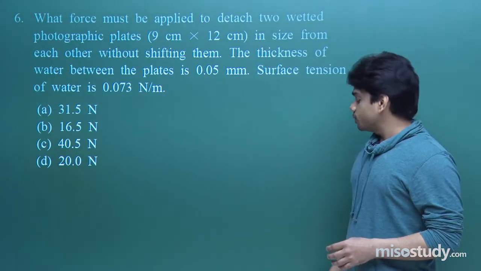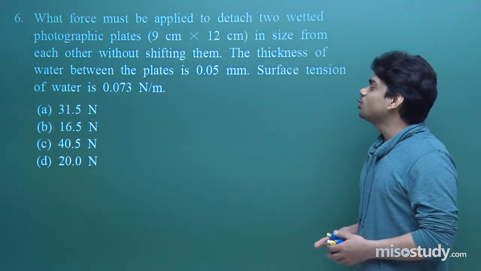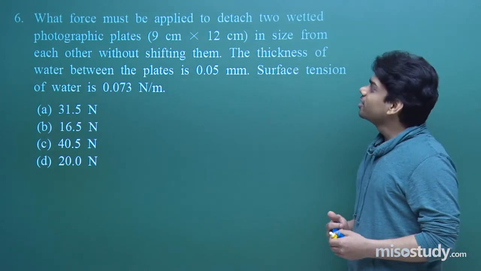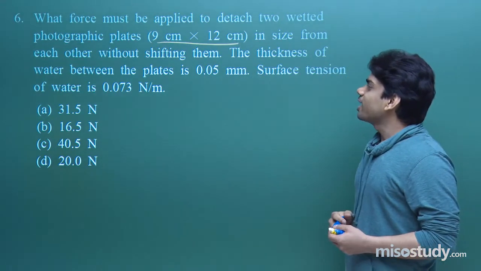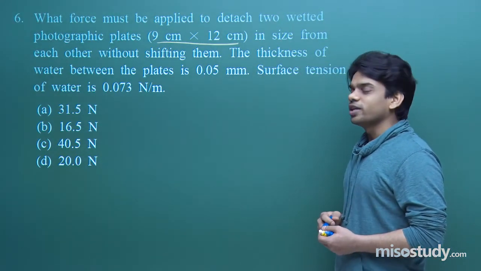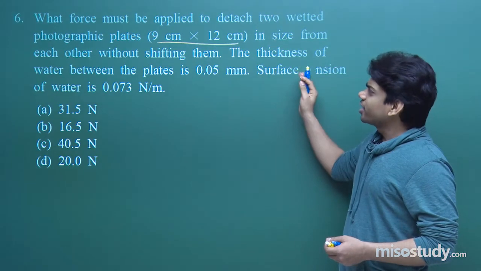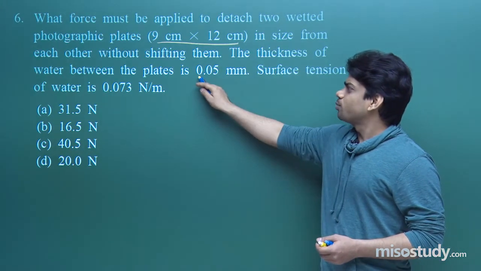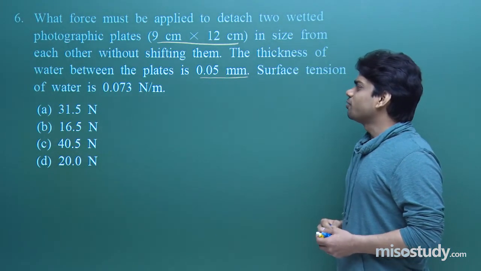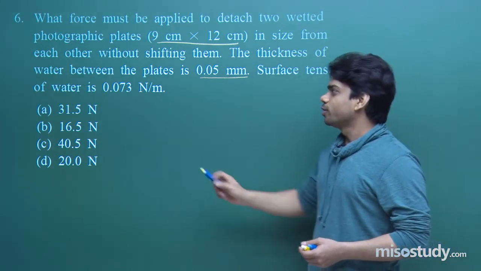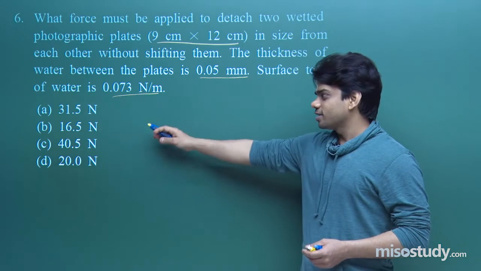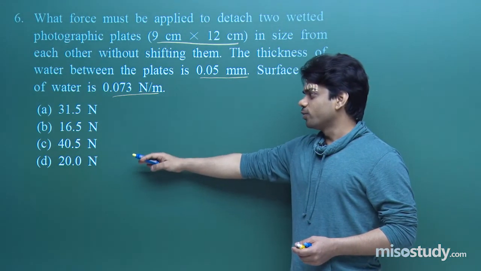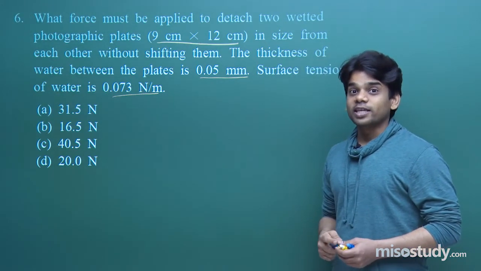What force must be applied to detach 2 wetted photographic plates, 9 cm by 12 cm in size, from each other without shifting them? The thickness of water between the plates is 0.05 mm, surface tension of water is 0.03 Newton per meter, this is what is given. A 31.5 Newton, B 16.5 Newton, C 40.5 Newton and D 20 Newton. This is what has been given.